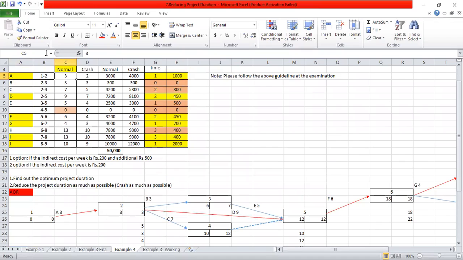After that, 2-3. For 2 and 3, that is the B activity, and the normal time is 3. After that, 2-4, it is the C activity, and the normal time is 7. Then 2-5 is the D activity, and the normal time is 9. And the E activity is 3-5, and the normal time is 5.